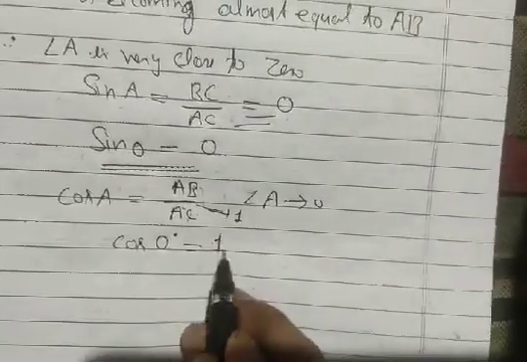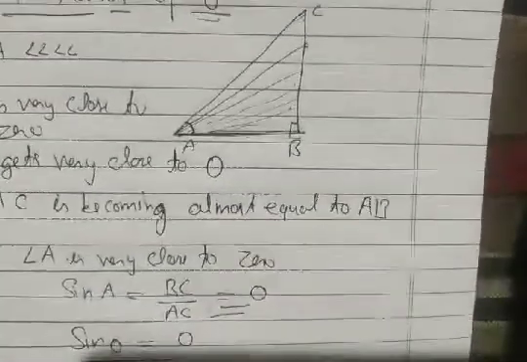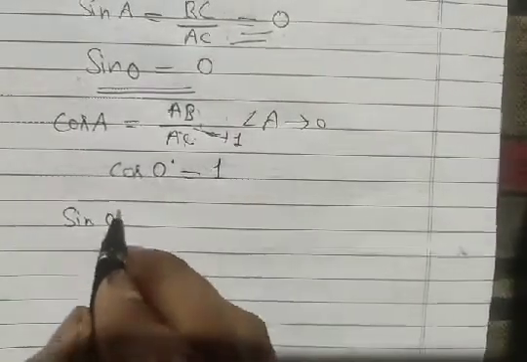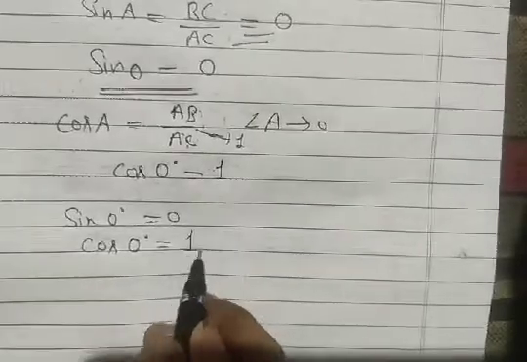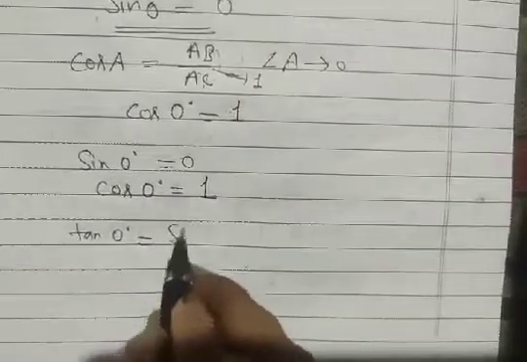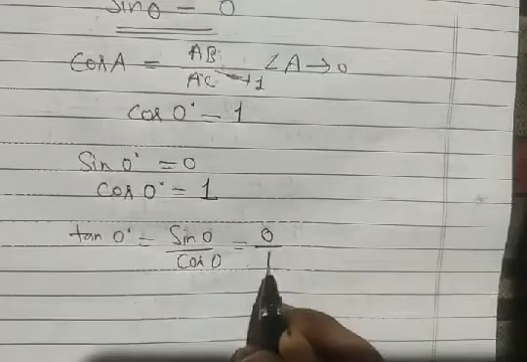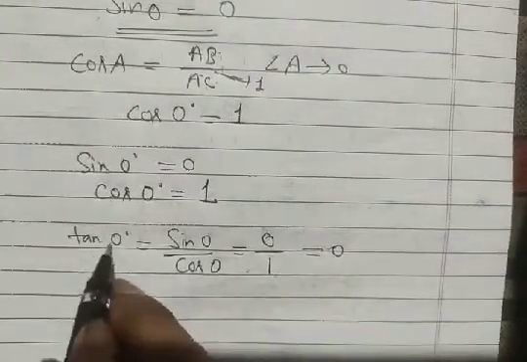Then the value of cos 0 is what? 1 here. What do we discuss here? In this case, when angle A decreases to 0, from here we get the value of sin 0 is 0 and cos 0 is 1. We know that tan theta is sin theta to cos theta, means sin 0 to cos 0. Then we get 0 upon 1, which is 0.